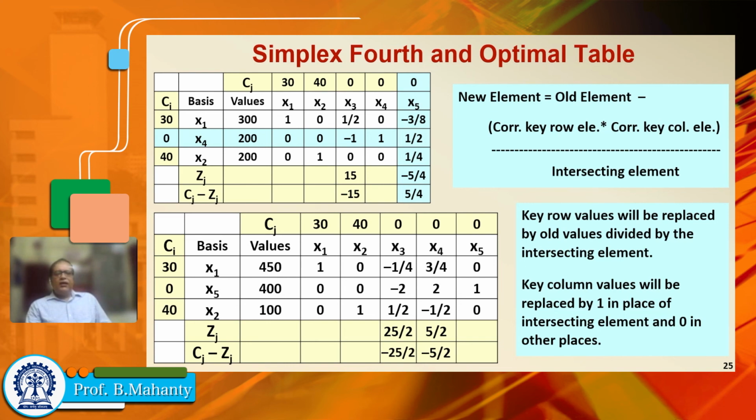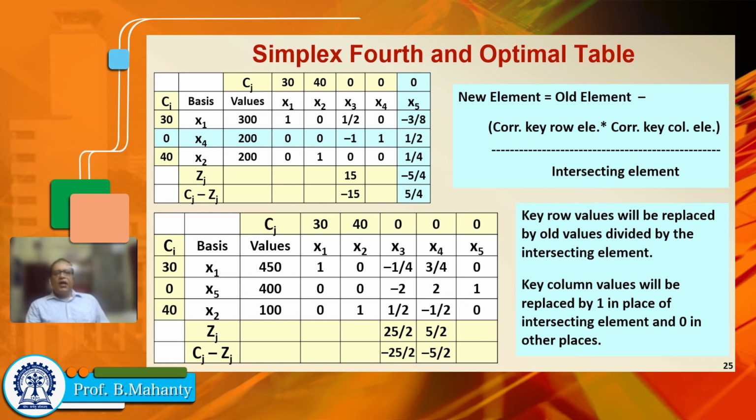So thereafter let us see the values first of all. So the key row element has to be divided by the intersecting element half. So 200 becomes 400, 0 remains 0, 0, minus 1 becomes minus 2, 1 becomes 2, and half becomes 1. And then the basic variables will form a unity matrix in that order: x1, x5, x2, 1, 0, 0, 0, 1, 0, and 0, 0, 1. And remaining elements we compute by the method.